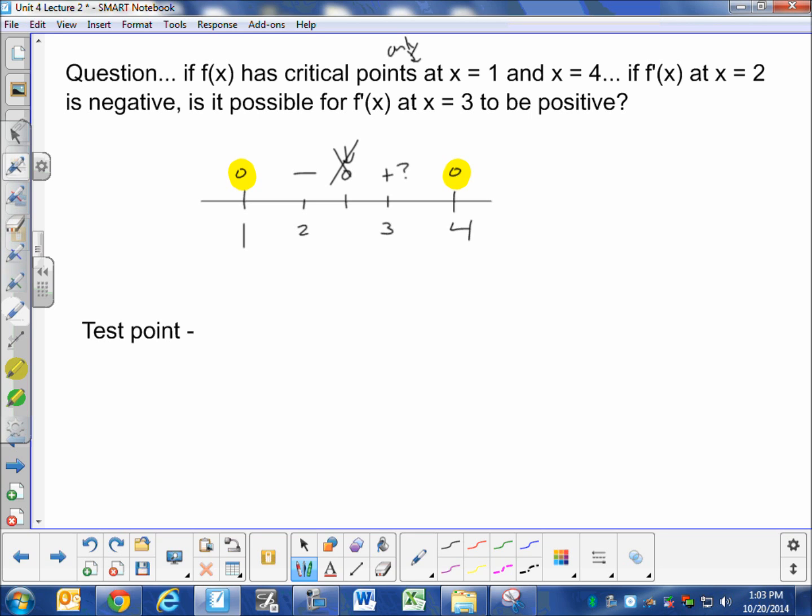Yes, Ms. Seifert. We would still be able to find that critical point. That would still be a critical point, right? It'd probably be when my derivative was equal to undefined or something like that.